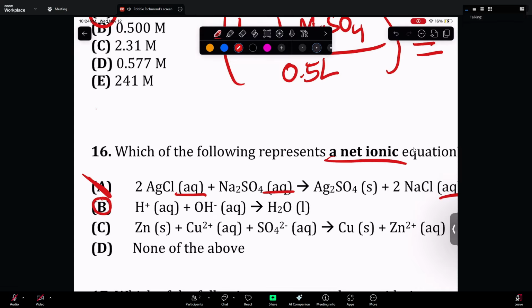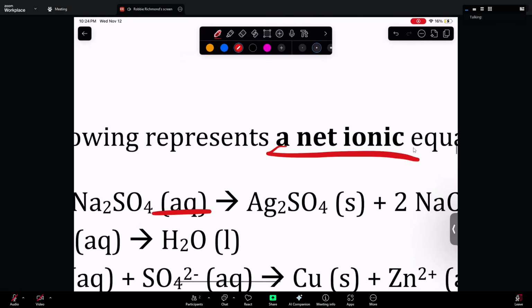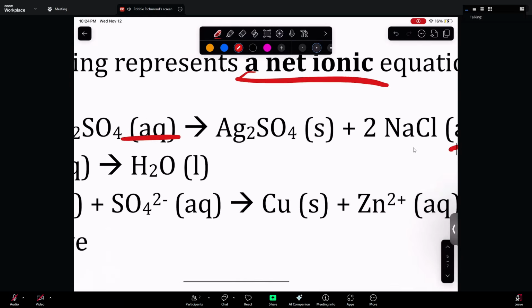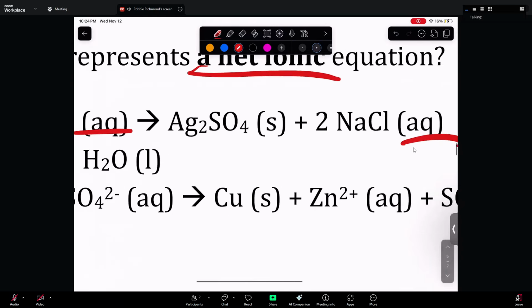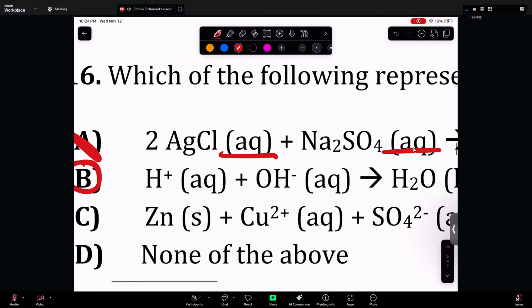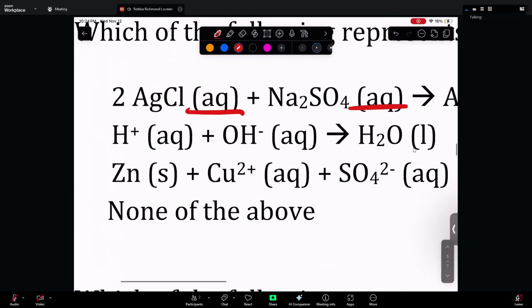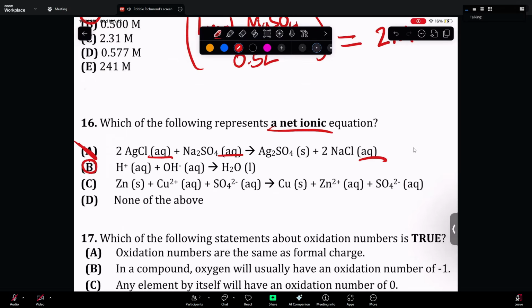B will be a net ionic equation. While it doesn't form a solid precipitate, we have the proton and the hydroxide floating within a solution, and it forms water as a liquid. There's no spectator ions within the reactant side that do nothing. So this would be a net ionic equation. Then, answer choice C, we have spectator ions floating in solution doing absolutely nothing. This would not be a net ionic equation.